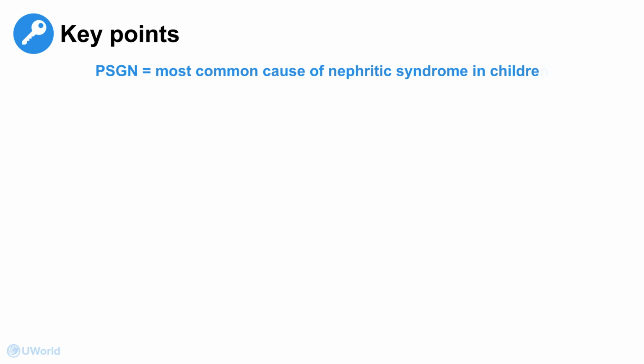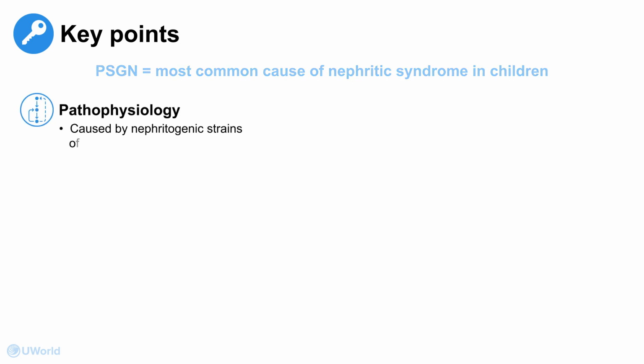To sum up, here are the key points to remember. PSGN is the most common cause of nephritic syndrome in children and is caused by infection with nephritogenic strains of Group A streptococci. Pathogenesis involves production of IgG antibodies against nephritogenic antigens, which then combine in the circulation to form immune complexes that deposit on the glomerular basement membrane.